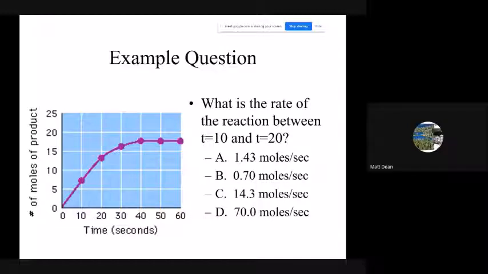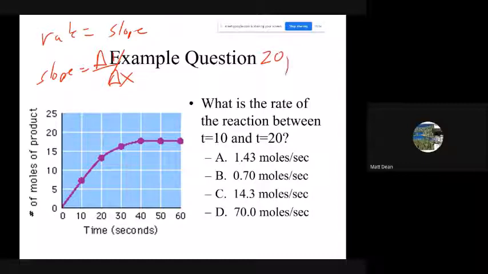Here we're asked to find the rate of the reaction between T equals 10 and 20. Remember, rate equals slope. And remember that slope is change in Y over change in X. So let's find our coordinates for our two points. At T equals 20, that's X equals 20. Our Y coordinate is maybe 14. And at T equals 10, our Y coordinate, let's say, is 7.